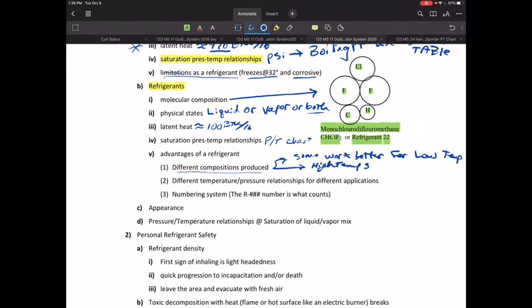One of the big things, and this alludes to the next one, is that there are different temperature-pressure relationships for different applications. For example, if I have a low pressure or low temp application, I probably want a refrigerant that's going to have, let's say, a higher pressure, and I want to make sure I'm using something like that. In our industry, if you're dealing with a freezer, there's a very good chance you would likely be using refrigerant 404A, and maybe not necessarily R22.